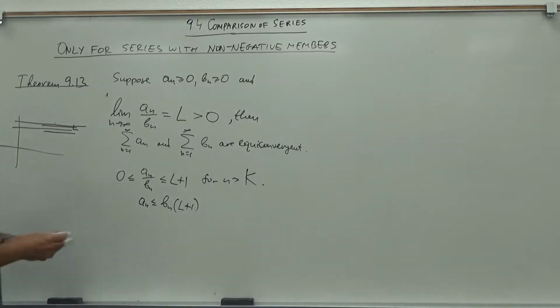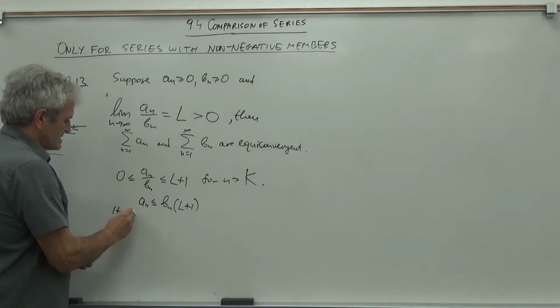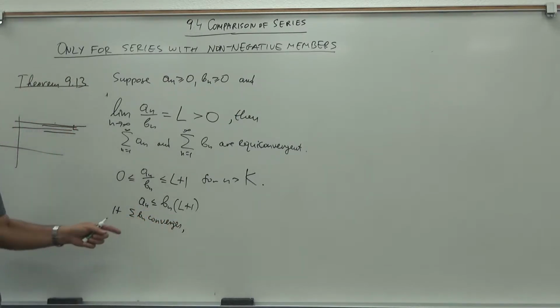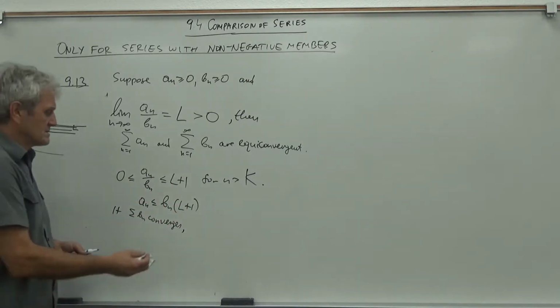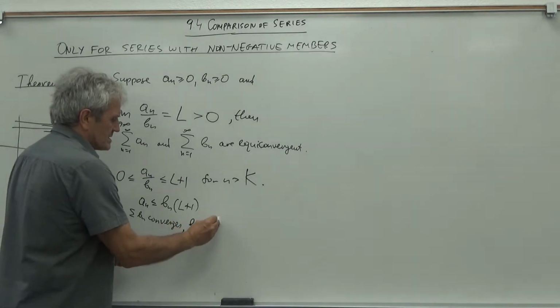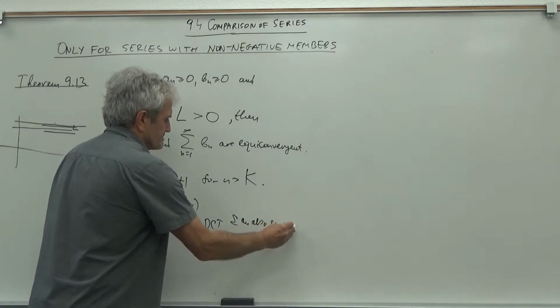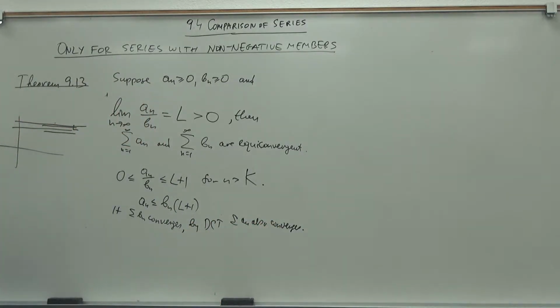And then what? See, if the sum of bn converges, then by direct comparison test, L plus 1 times bn also converges, and by direct comparison test, the sum of an also converges. And then what about the other direction? What if sigma bn diverges?